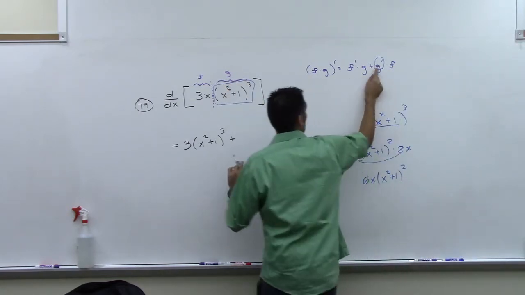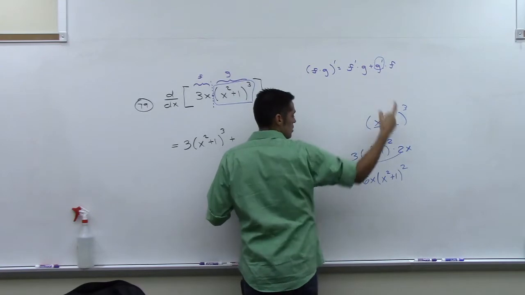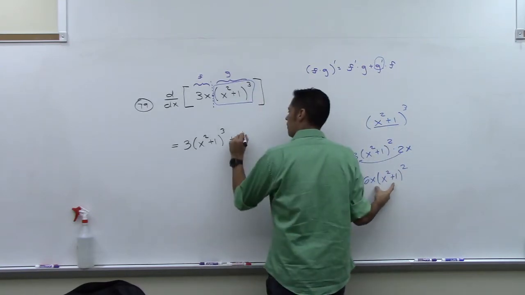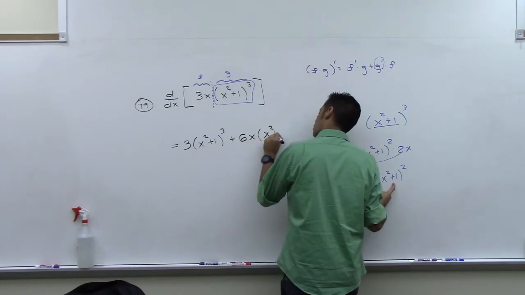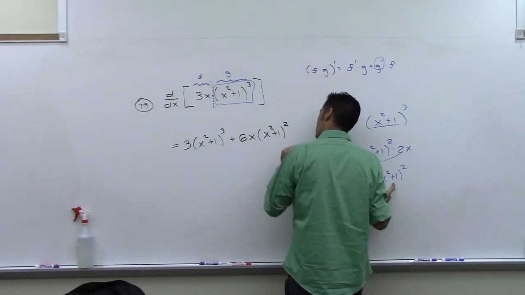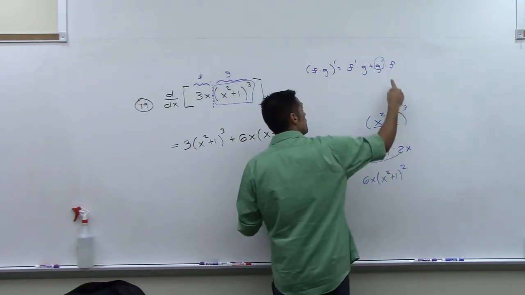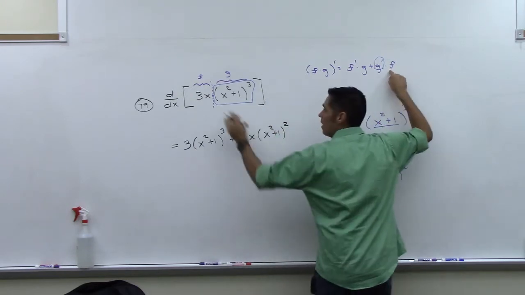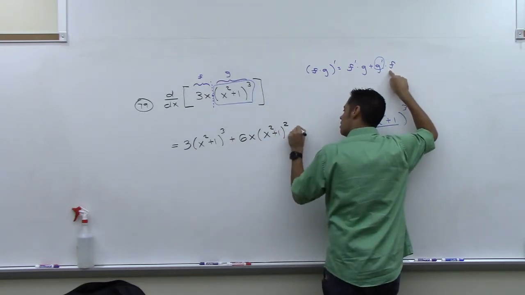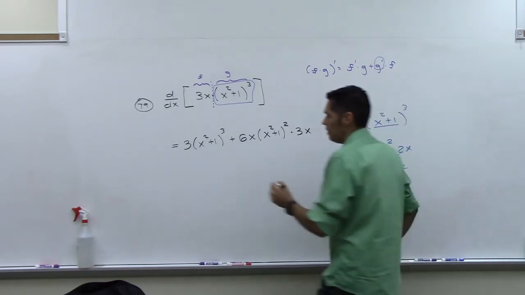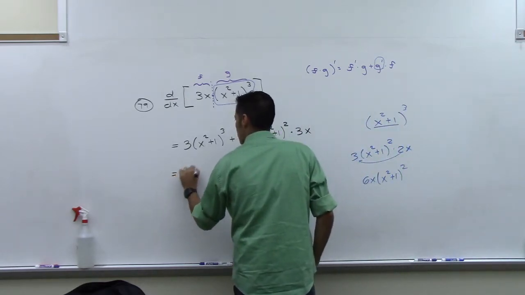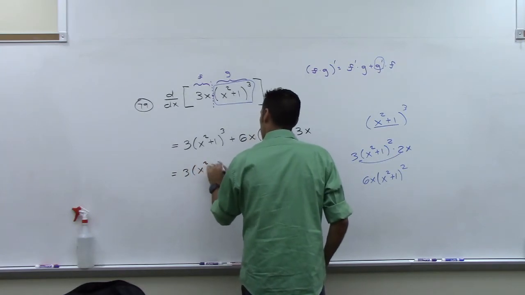So in the formula right here, for g prime, we actually just want to slap this in there. So 6x, and then x squared plus 1 squared. And then we have to finish off the formula, times f. And that's f, it's 3x, so times 3x. And now we just clean this up a little bit. We have 3 times x squared plus 1 cubed.